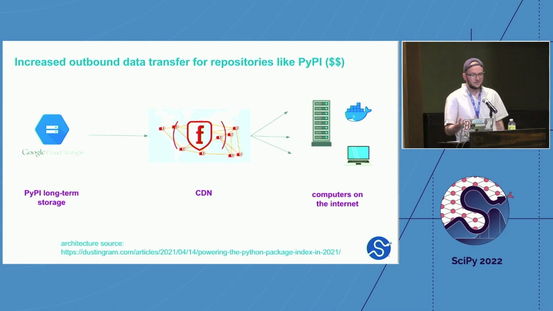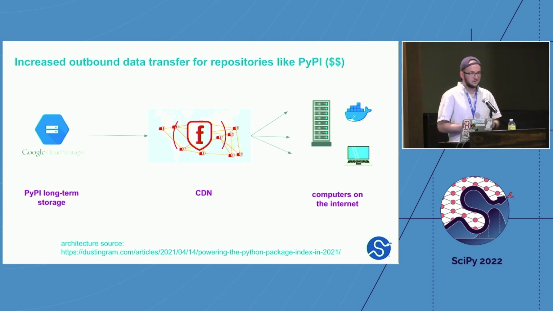Okay, larger files lead to increased outbound data transfer for package repositories like PyPI. So the way that PyPI works is when you upload your packages, they're stored in Google Cloud Storage. But when people run pip install pandas or whatever, they're usually not being served directly from that storage. They're usually being served from a CDN. A CDN is a content delivery network. That is a network of servers all over the world that are intended to answer those requests faster by giving you an answer from a server that's physically located close to where you are.